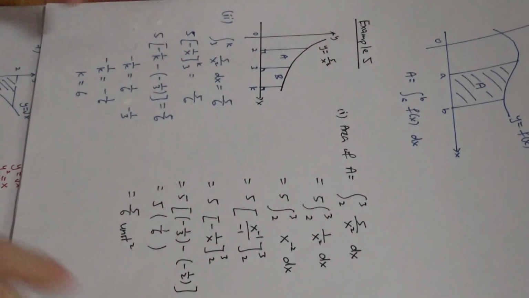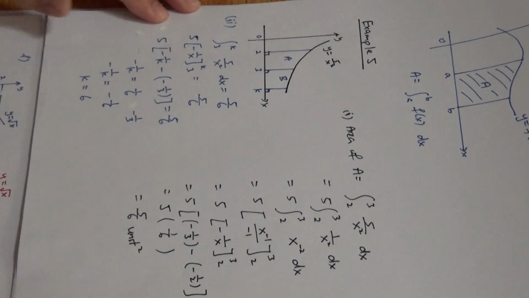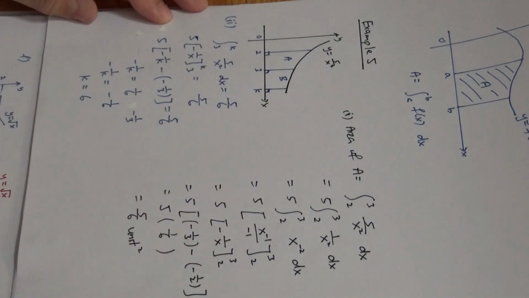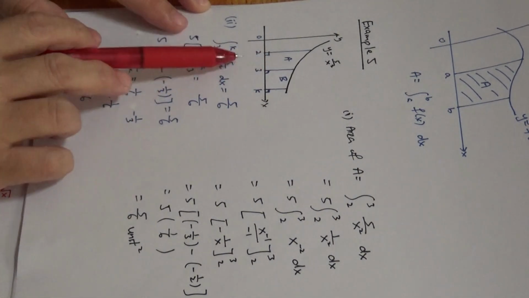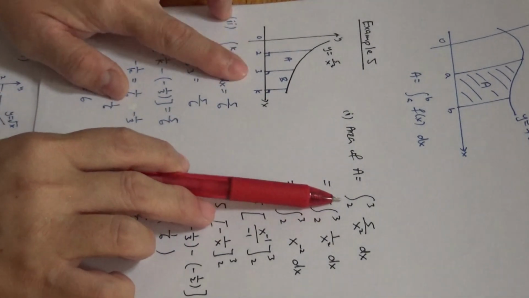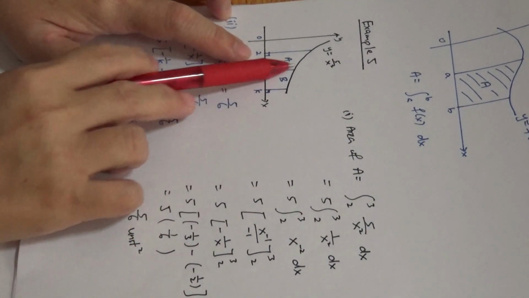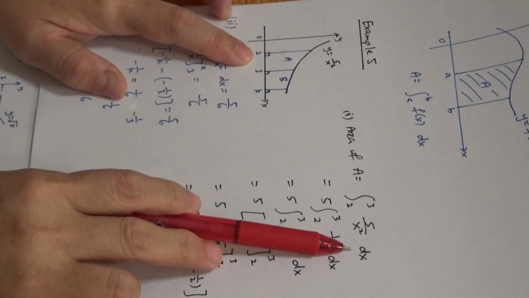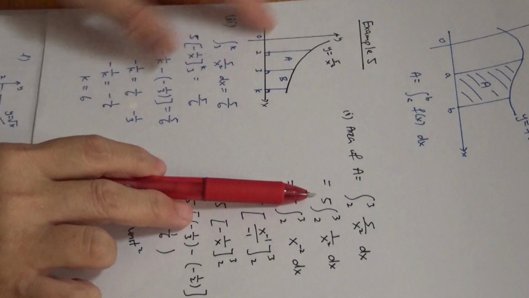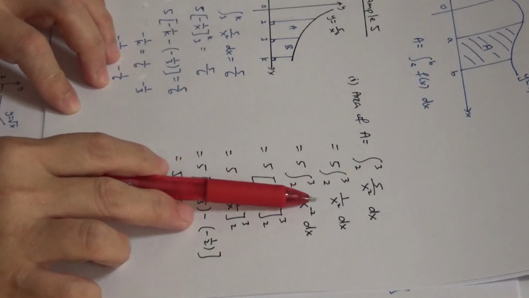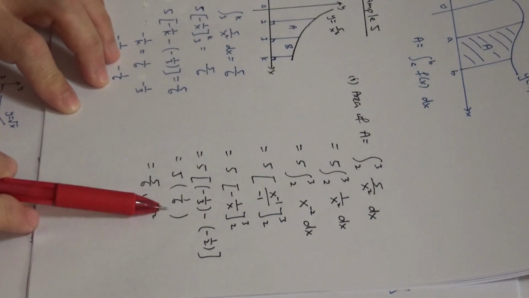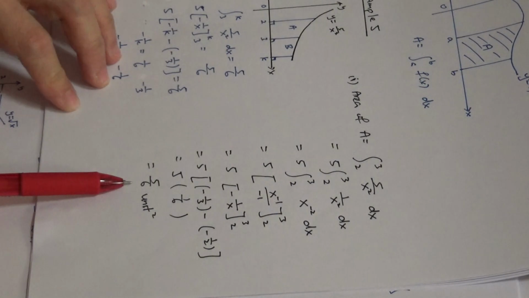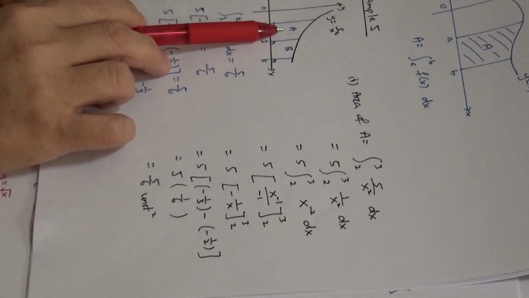Okay, now let's take a look at example 5. Example 5 says that the diagram shows part of the curve. Find the area of region A. Now, if I want to find the area of region A, I will integrate from 2 to 3 of 5 over x squared dx. So I do the integration. I take out 5. I do the integration as per normal. I substitute in 3 and 2, I manipulate, then I will get 5 over 6 unit square. This will be the region A.